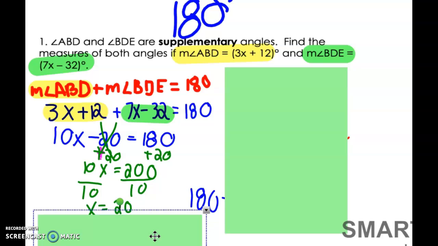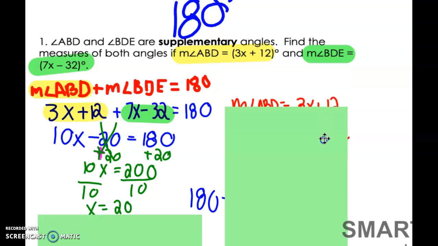You can't quit the problem and be done, because the problem doesn't say find x. If it said find x, you would be done. But it says find the measures of both angles. So now that we know x is 20, we can take that 20 and substitute it back into our expressions here to find the measure of each angle.